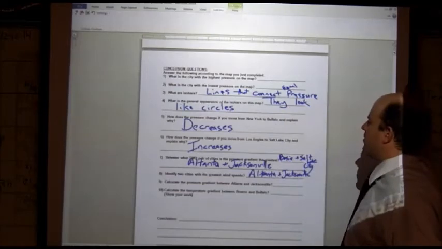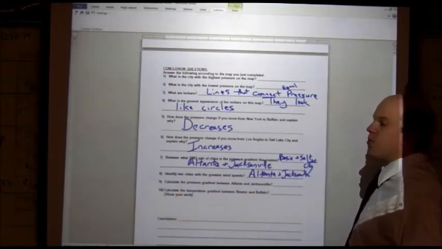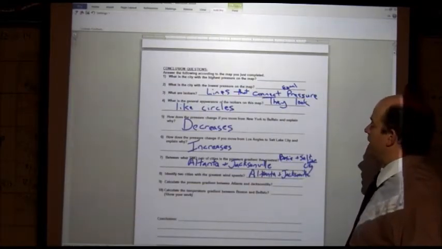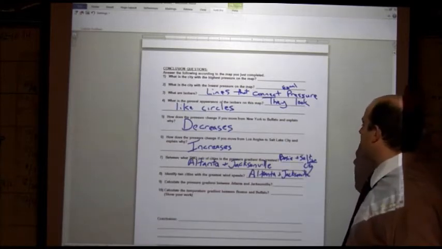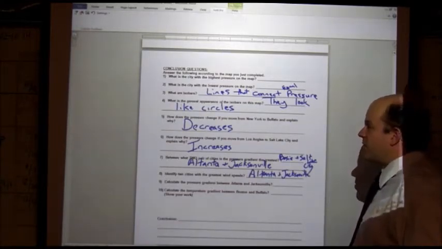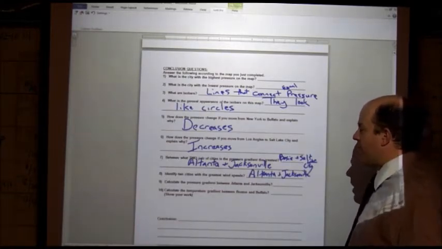Okay, between what two pairs of cities is the pressure gradient the greatest? It's where the lines are packed in the closest. So between Atlanta and Jacksonville would be a good answer. Between Boise and Salt Lake. There's others, so if you did something different, it's okay.